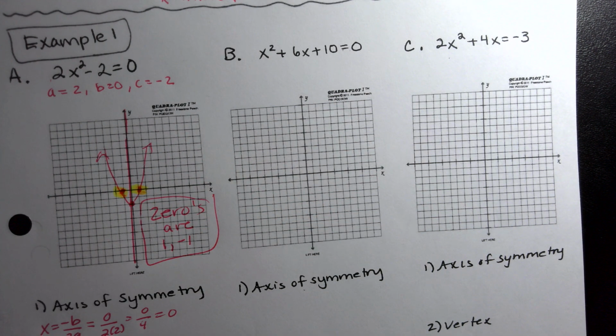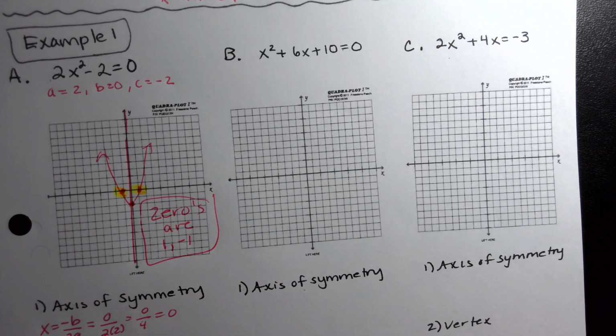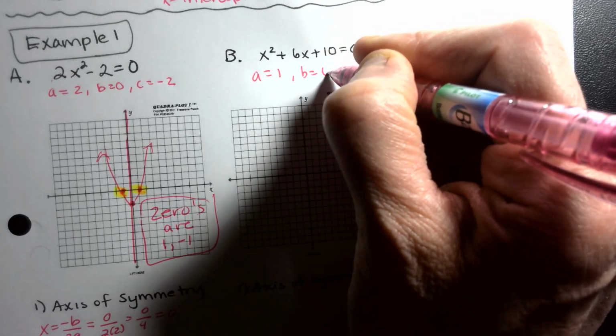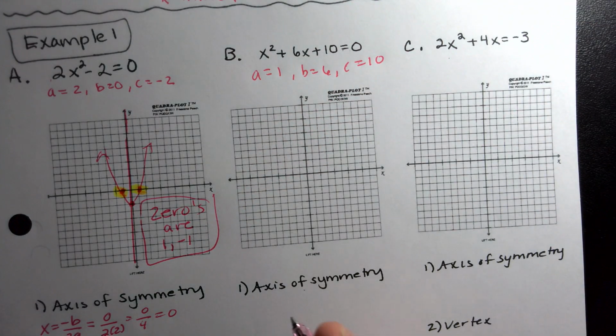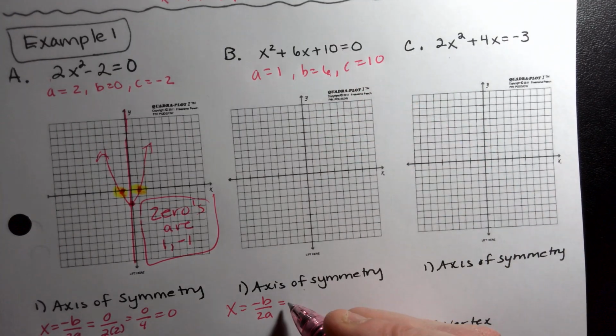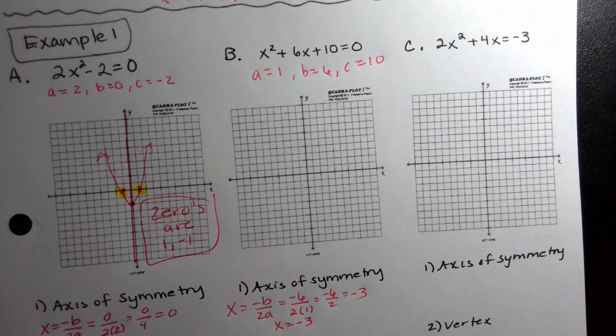All right, let's look at the next one. It's all set up fine. Our A is 1, B is 6, and C is 10. Axis of symmetry: x equals opposite of B over 2A, which is opposite of 6, negative 6 over 2 times 1. Negative 6 over 2 equals a negative 3. So x is a negative 3.